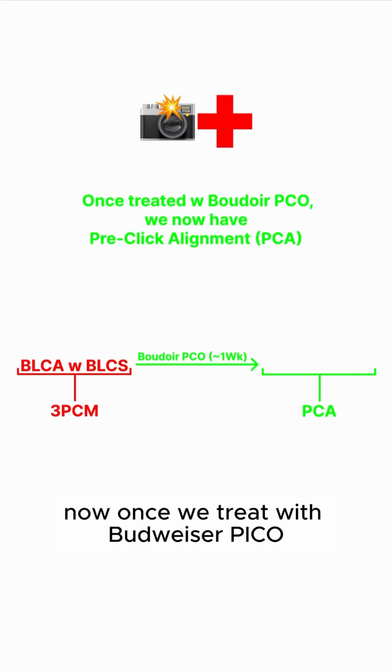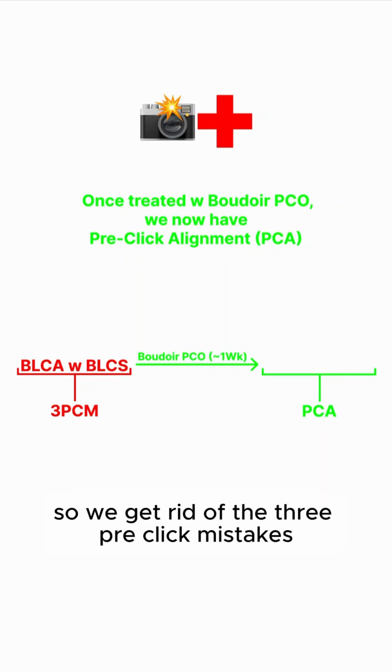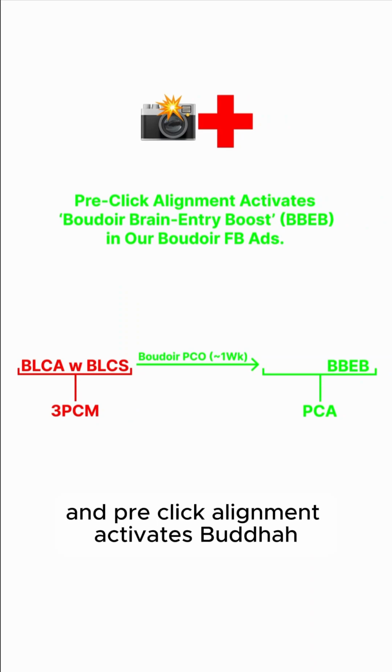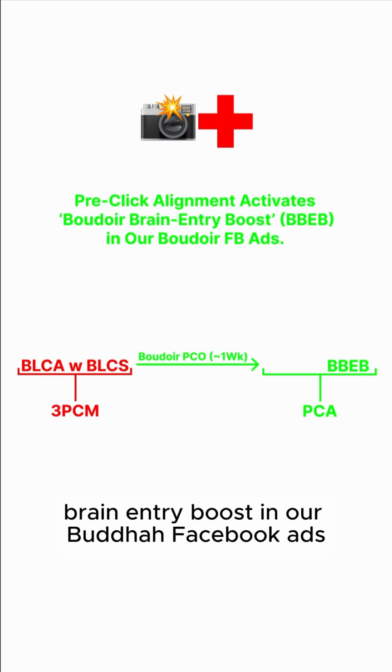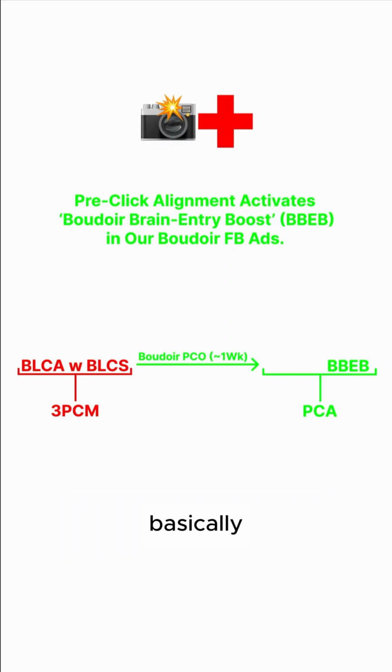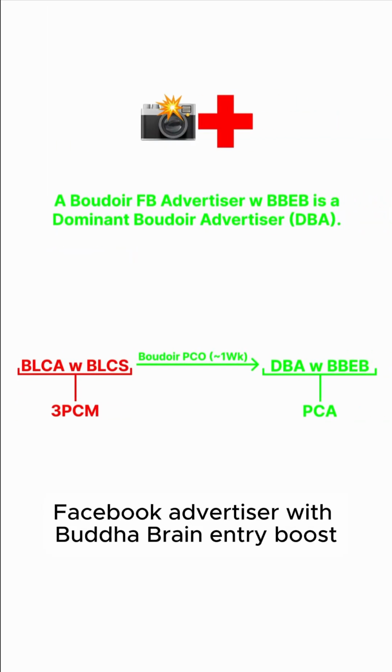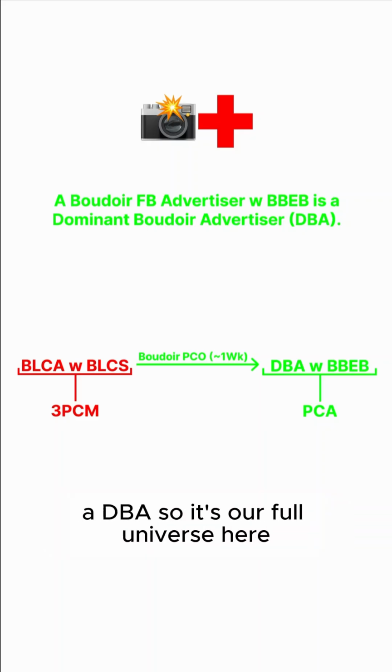Now, once treated with Boudoir Pico, we now have pre-click alignment, PCA. So we get rid of the three pre-click mistakes, we've got pre-click alignment. And pre-click alignment activates Boudoir brain entry boost in our Boudoir Facebook ads. Basically, we've got the unique CTR all above 6%. And a Boudoir Facebook advertiser with Boudoir brain entry boost is a dominant Boudoir advertiser, a DBA.